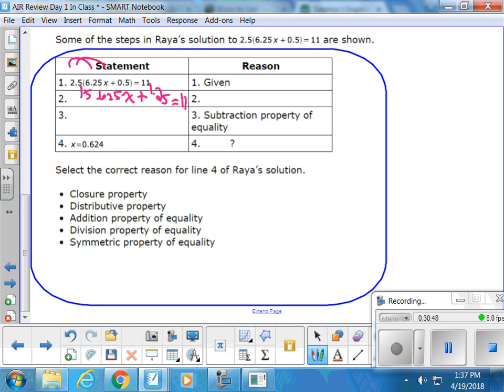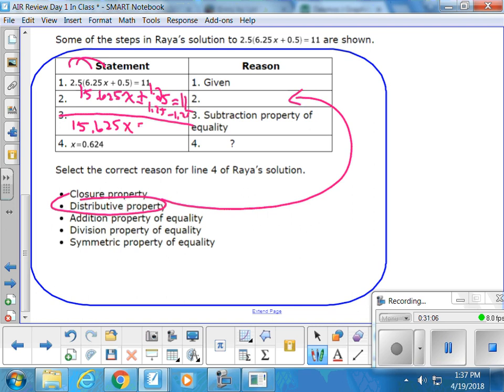We don't need to distribute to the 11. And I use the distributive property. So that reason would go here. Now if I'm continuing on my solving journey, I'd probably subtract my 1.25 over next. And that would give me 15.625x equals 9.75. And it makes sense that she used the subtraction property of equality there. But then how would I get from step 3 to step 4? What would I do? Divide both sides by that 15.625. So I think the reason would definitely be the division property, because she's using division for her last step. Does that make sense?